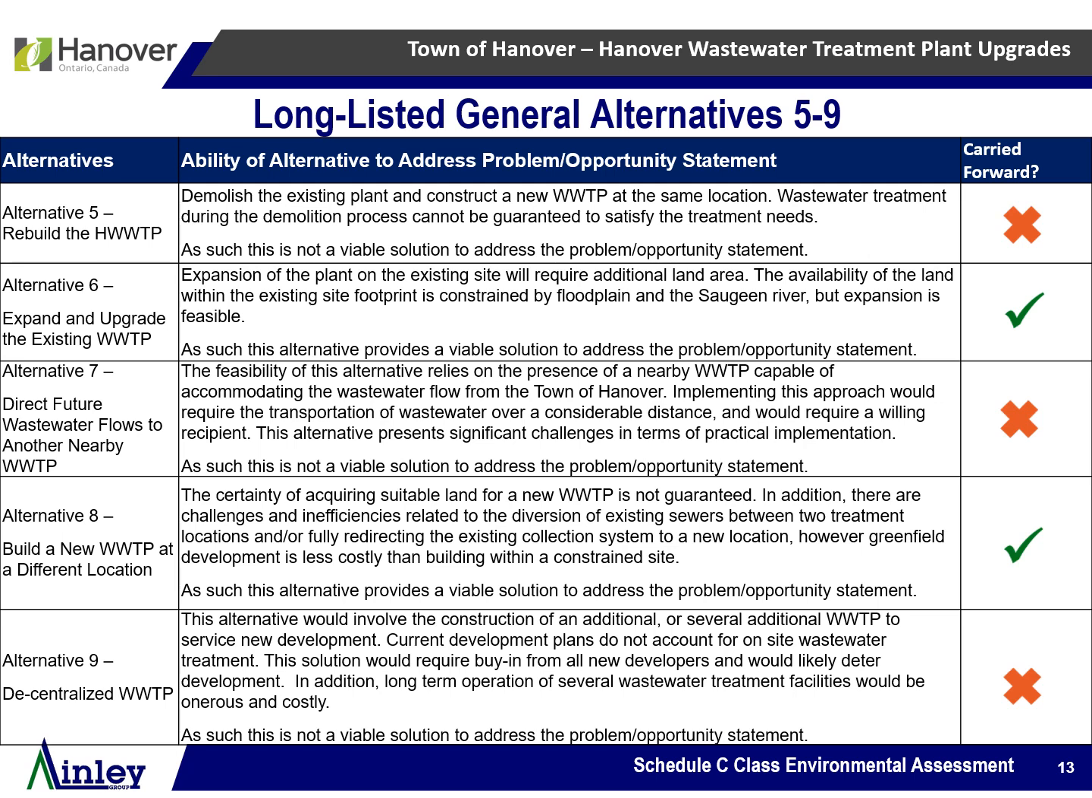Alternative 9, decentralized wastewater treatment plants. This alternative would involve the construction of an additional or several additional wastewater treatment plants to service new development. Current development plans do not account for on-site wastewater treatment. This solution would require buy-in from all new developers and would likely deter development. In addition, long-term operation of several wastewater treatment facilities would be onerous and costly. For this reason, this is not considered a viable solution.